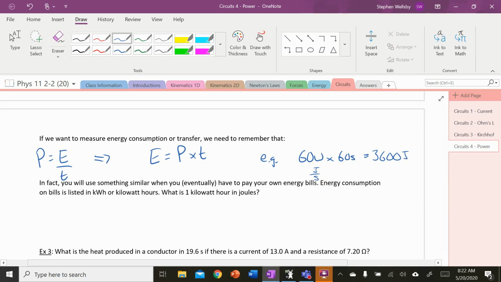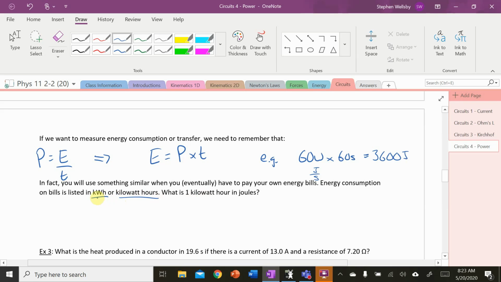Okay, and when you eventually have to pay your own energy bills, I know you're lucky enough your parents pay for it now, I'm sure, energy consumption is actually listed as kWh, or kilowatt hours. So this is a weird way of, like, we don't give energy bills in joules, we give them in kilowatt hours. But how many joules is in a kilowatt hour? So try and figure out that.